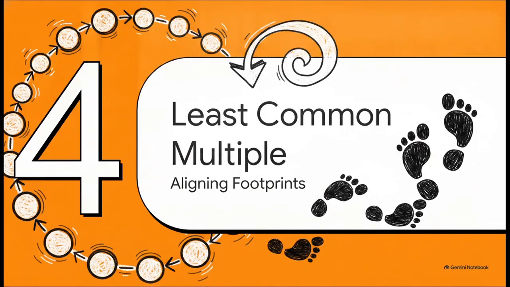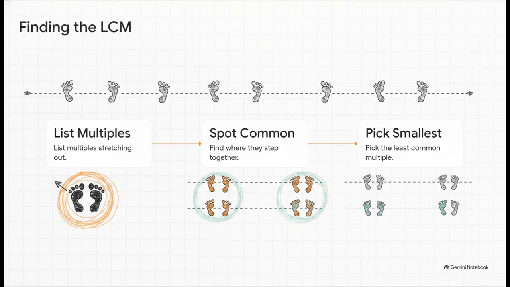All right, on to Section 4, Least Common Multiple. Okay, we've totally mastered sharing factors, so let's apply that exact same concept to our footprints. Just like before, we have a parallel three-step method to keep things super consistent. Step 1, list the multiples for each number, stretching them out into the future. Step 2, spot the common multiples where those numbers step on the exact same spot. And Step 3, pick the smallest or least common multiple. Basically, we want the very first place their footprints align.